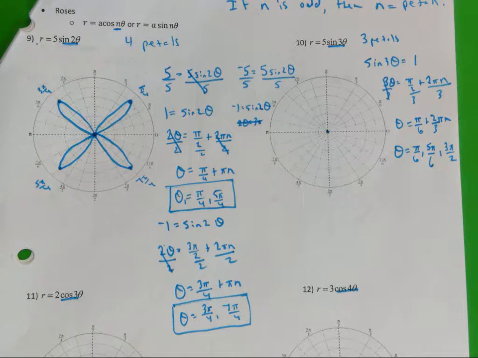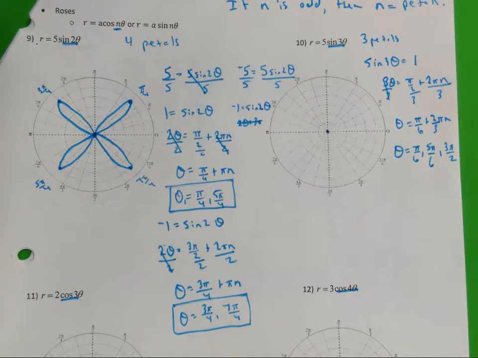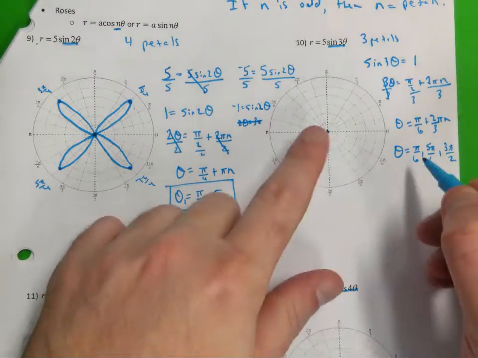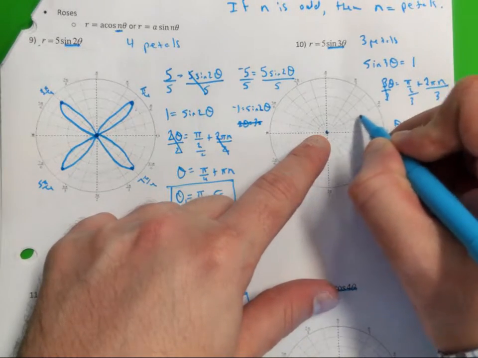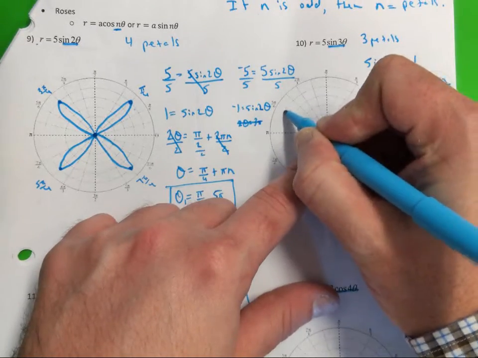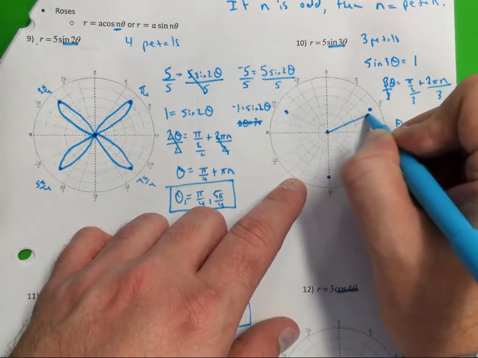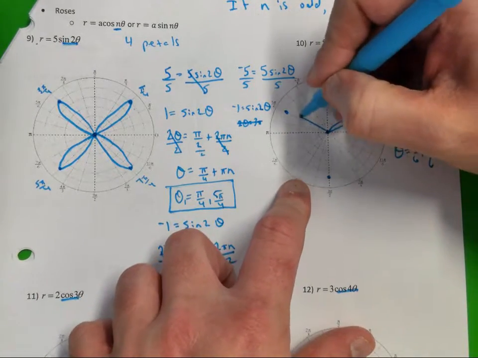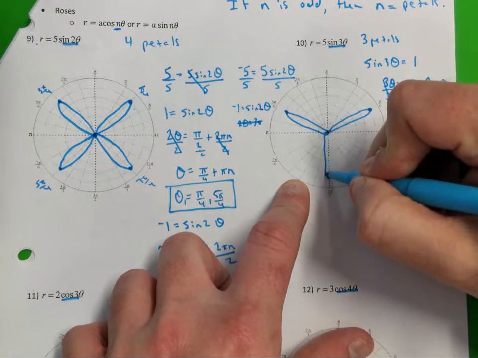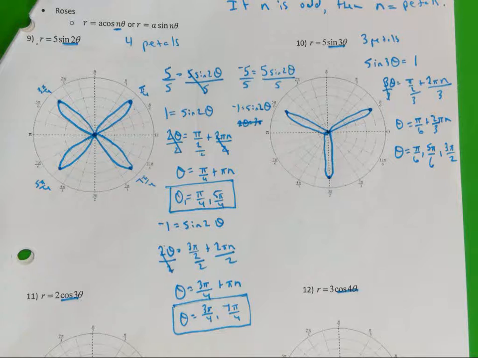All right. Now, let's graph those. We got pi over 6. Now, how do I know what ring to go out to? What's my A value? 5. Do you see that? So I'm going to go to pi over 6 and go out 1, 2, 3, 4, 5. 5 pi over 6. 1, 2, 3, 4, 5. And then 3 pi over 2. 1, 2, 3, 4, 5. And this one only has 3 petals. And that is my flower. That's my graph for that particular problem.